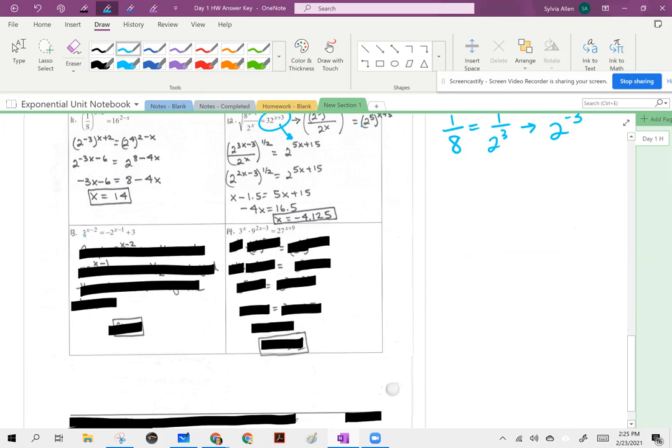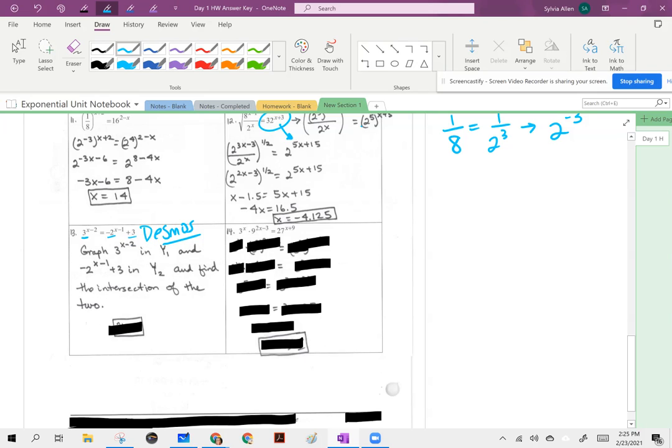Number 13, I've got a base of 3, a base of -2 plus 3. I need to use Desmos on this. So if you haven't done that, use Desmos, and then let's solve it. Okay, so you're going to graph or at least put in Desmos this first equation and then this one. Don't forget about the plus 3 at the end. And you find out that the intersection is x equals 2.